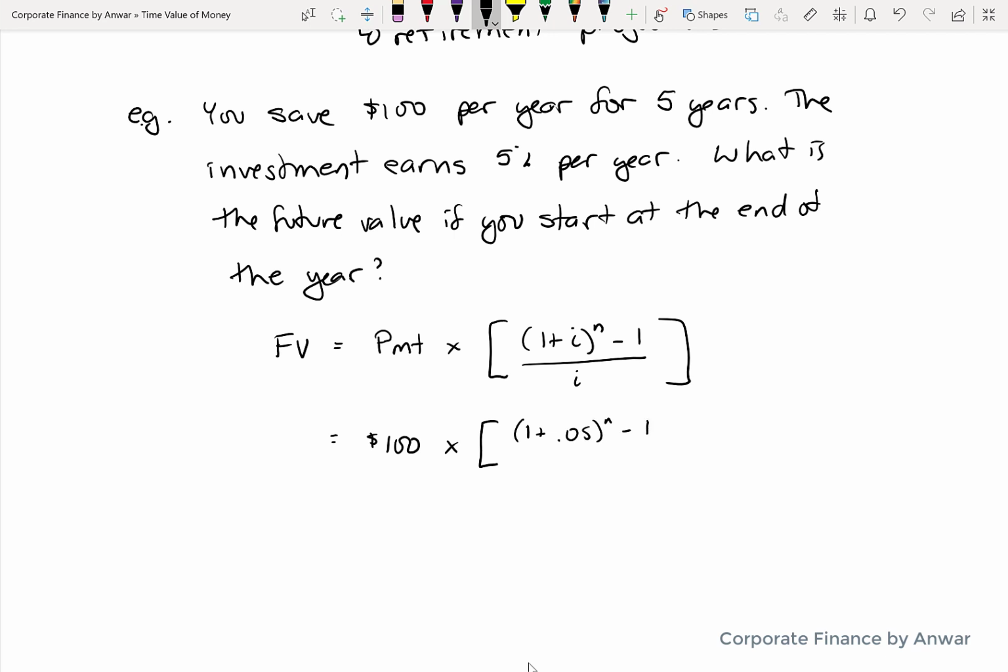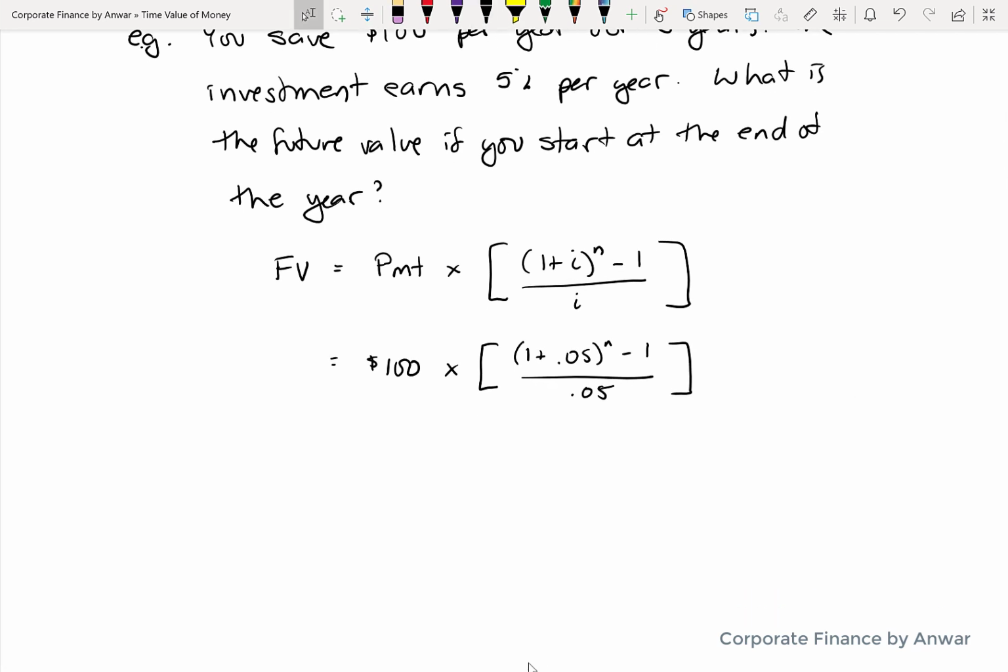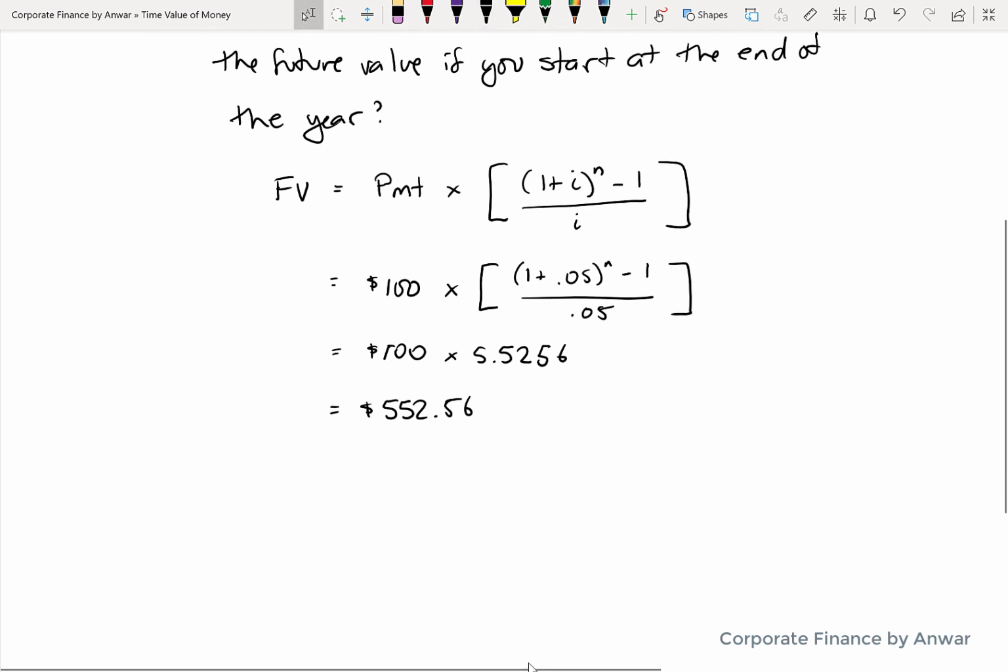So if we plug those numbers in, we have 100 times 1 plus 0.05 to the n, which is 5, minus 1 divided by 0.05. And that works out to 100 times a future value annuity factor of 5.5256. And that would mean you have $552.56 at the end of 5 years. And as we said before, it has to be greater than 500 because you're earning a positive return. So clearly that makes sense. So that's one way of calculating the future value of an annuity.